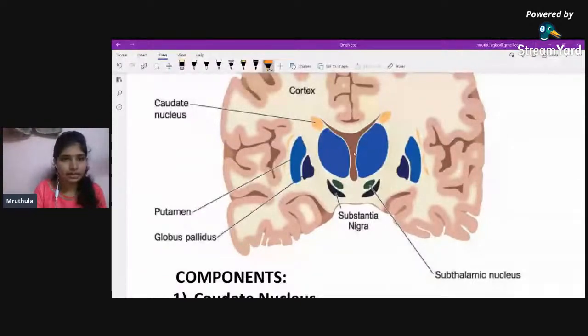The same basal ganglia, but in a different aspect. Okay. So yesterday, if you had seen the session, the anatomical classification was discussed and that included 3 parts. Okay, what were the 3 parts? Can anybody remember what are the 3 anatomical parts or components of the basal ganglia?